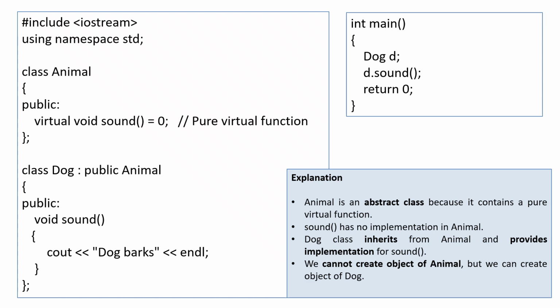Let us clearly understand what is happening in this example. Animal is an abstract class because it contains a pure virtual function. Sound is declared but not defined. Dog inherits Animal and provides its own version of sound. So Dog becomes a complete class and we can create its object. This concept ensures that every derived class must define its own behavior. This improves program design and avoids incomplete implementations. So always remember, an abstract class is incomplete, and the derived class completes the implementation.